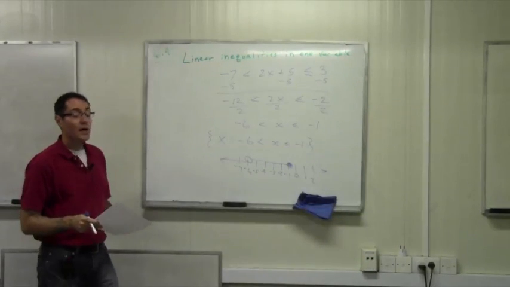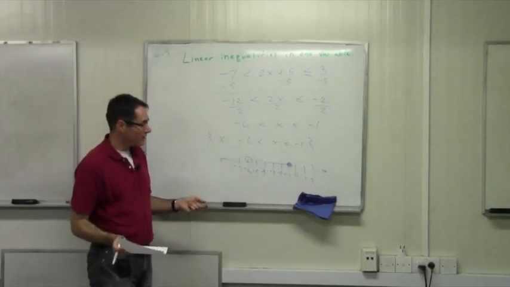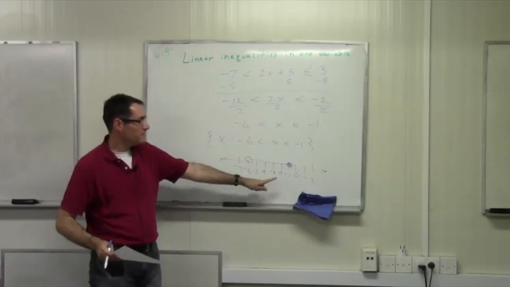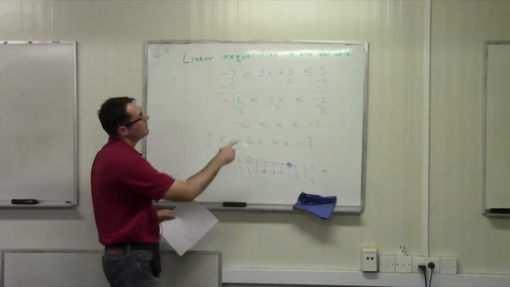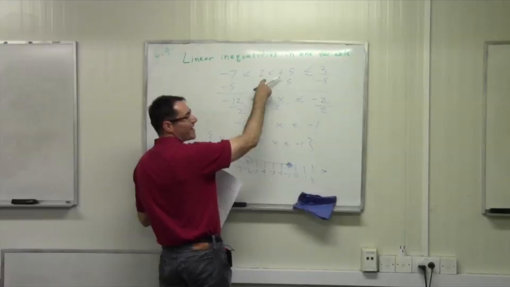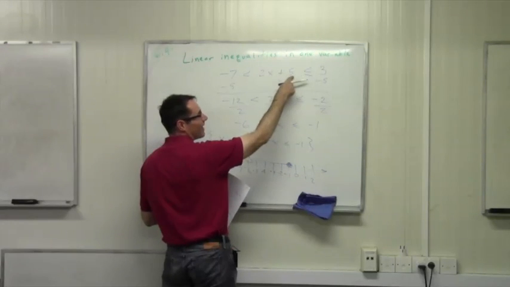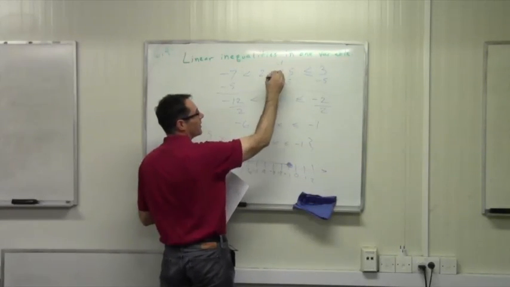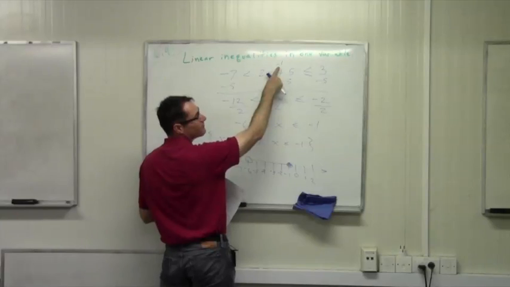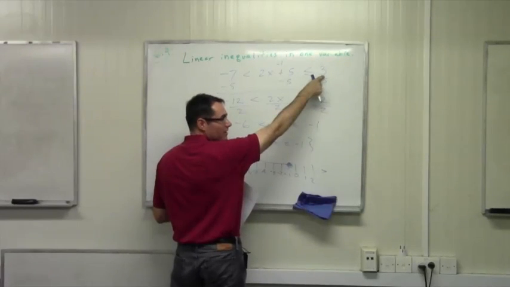Okay. You can check this one again if you want. Let's pick something in the middle here. -3. 2 times -3 is -6. -6 plus 5 is -1. Is -7 less than -1, which is less than or equal to 3? It is.